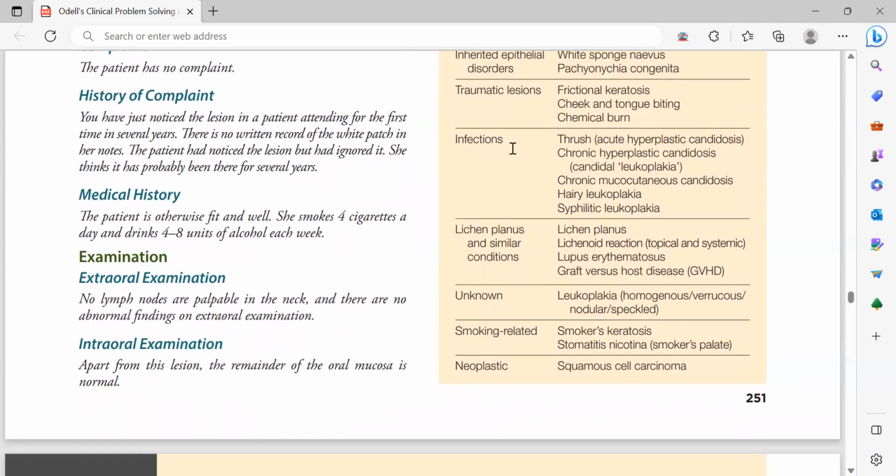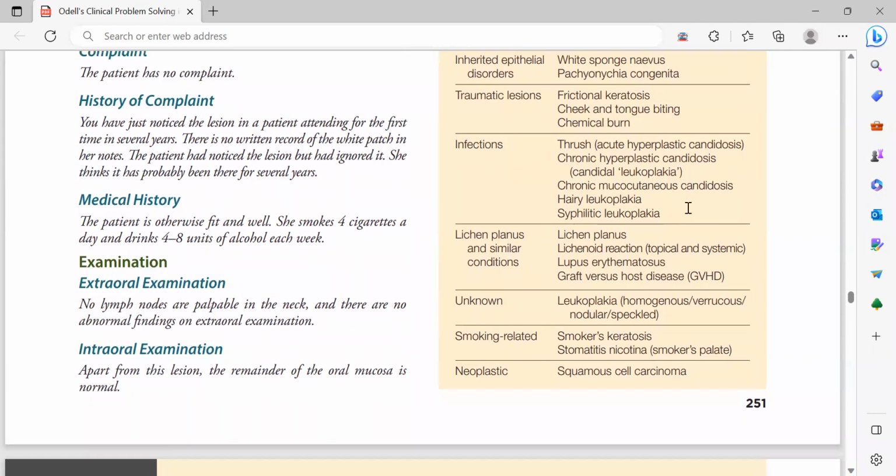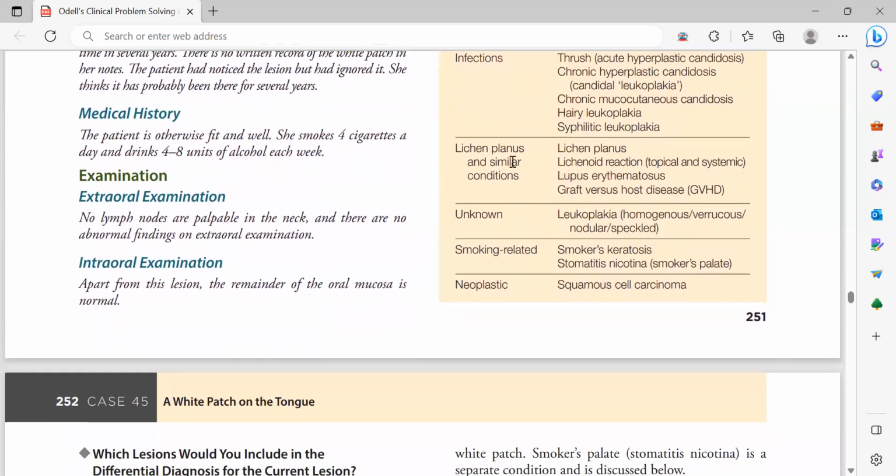Then the other causes of a white lesion could be infection. It might be coming from fungus, which is thrush, or chronic hyperplastic candidosis, or chronic mucocutaneous candidosis, or hairy leukoplakia, or syphilitic leukoplakia, which is bacterial. Then lichen planus and similar conditions: lichen planus, lichenoid reaction, lupus erythematosus, or graft versus host disease.